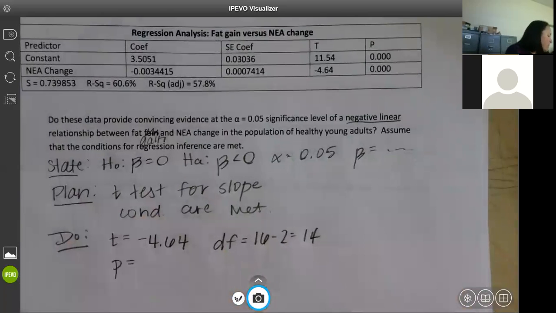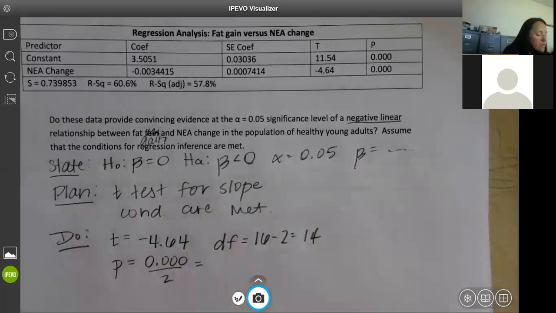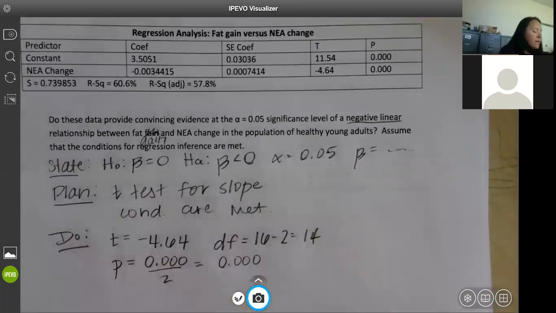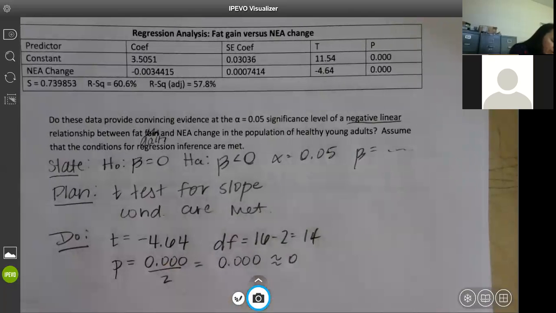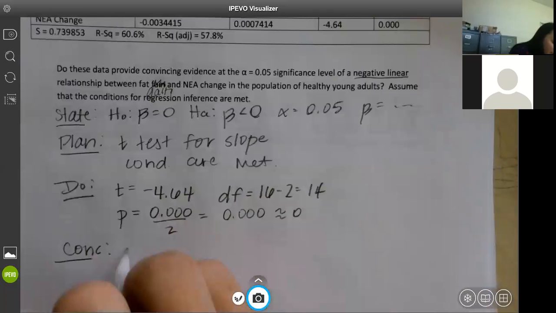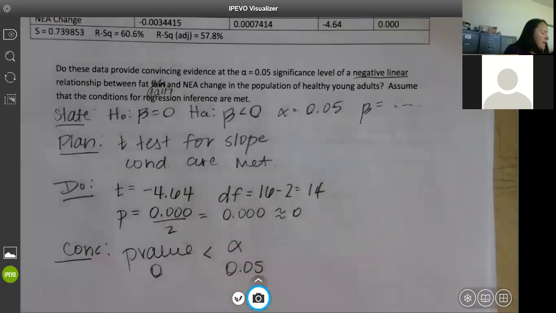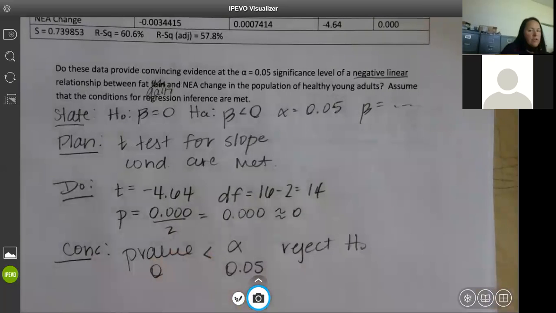And then what's your P value? Yeah. And again, it's two-sided in the chart, so we're going to divide it by 2, which is still going to give you 0. Okay, it's way too small. So it's approximately 0. Conclude, we're going to test our P value against our alpha, so 0 against 0.05. Your P value is less than alpha, so we reject H sub O.